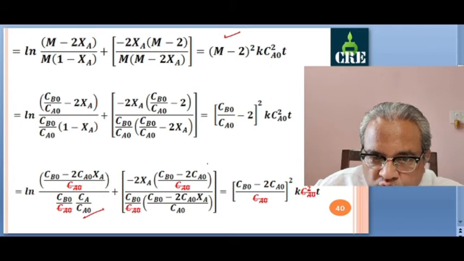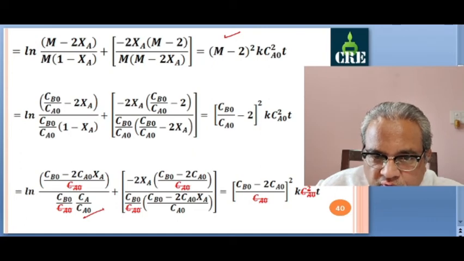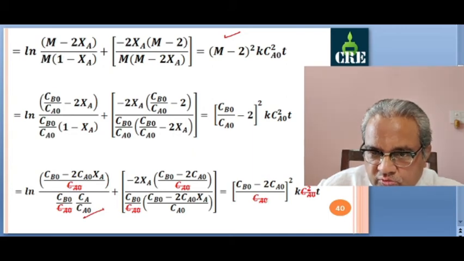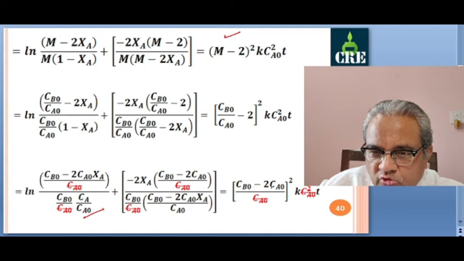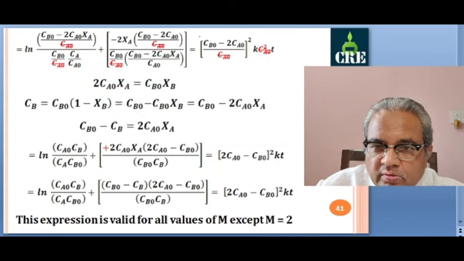Similarly, CB0 minus 2CA0 by CA0 I can write. This CA0 cancels out with this CA0. And similarly, CB0 minus 2CA0XA by CA0 I can write here. And here CB0 minus 2CA0 by CA0. So if I solve the denominator for the squared, it is CA0 square. We have one CA0 square here, so that cancels out, and on the right hand side term, we are left only with CB0 minus 2CA0 whole square into KT.